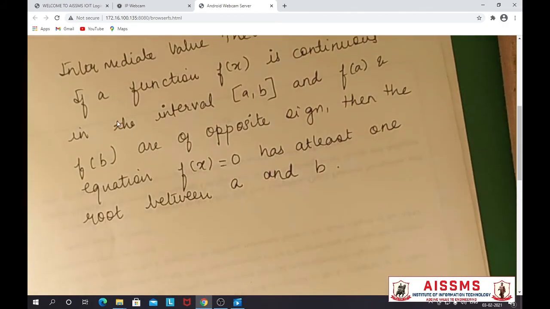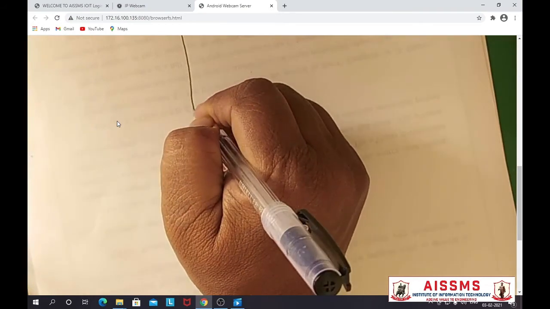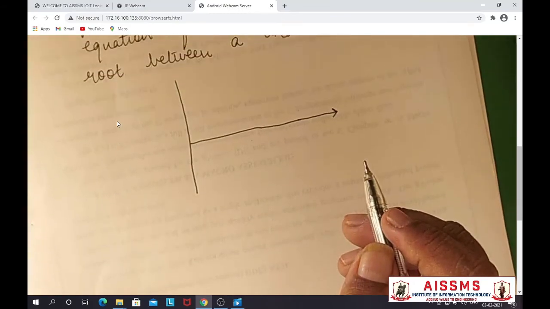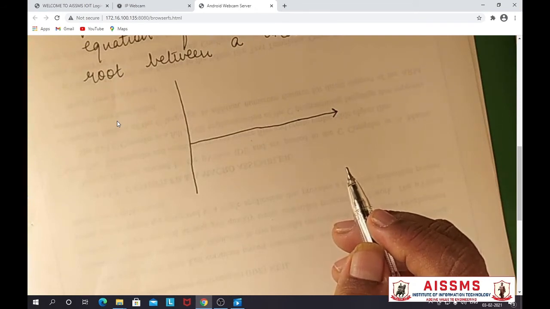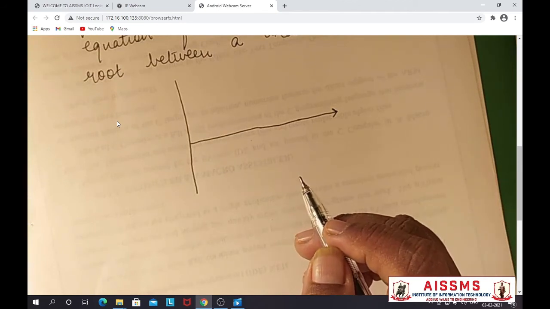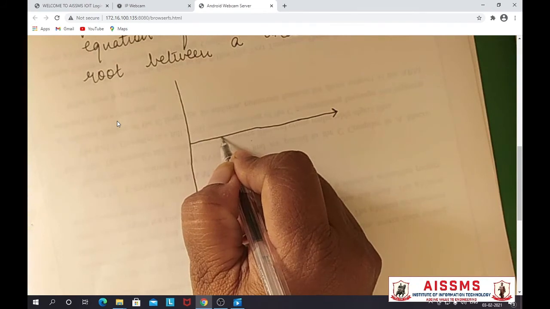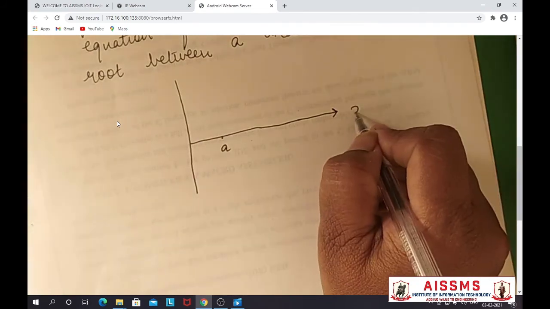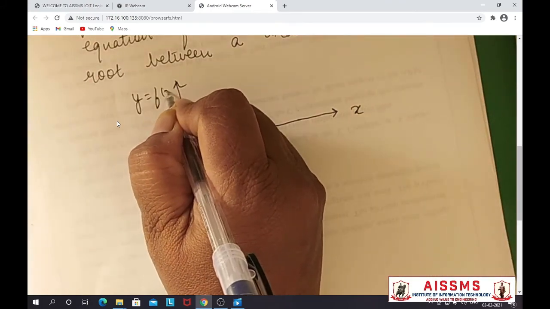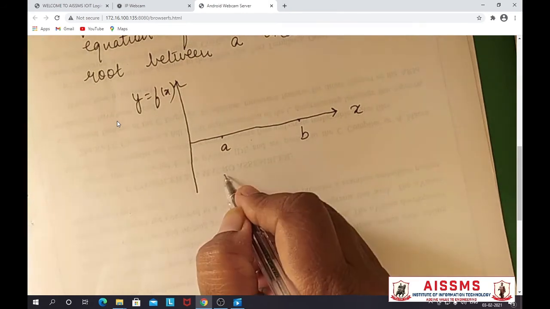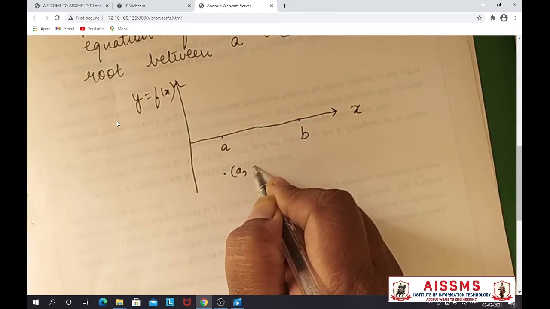So, we'll see the graphical representation of intermediate value theorem. You have a function f of x which is continuous in the interval a comma b, and if f of a and f of b are of opposite sign, then the equation f of x is equal to 0 has at least one root between x is equal to a and x is equal to b. So let us take this as point A on the x-axis. This is our x-axis. Our y-axis is y is equal to f of x. Then you have one more point B over here. And if f of a and f of b are of opposite sign, let us take that f of a, you have a point over here which is a comma f of a. So you can see f of a is what?